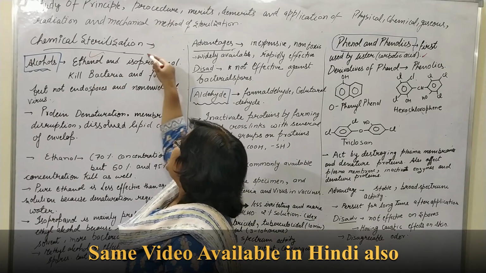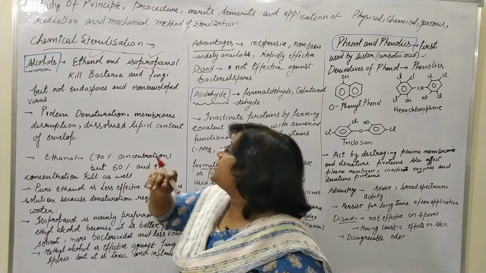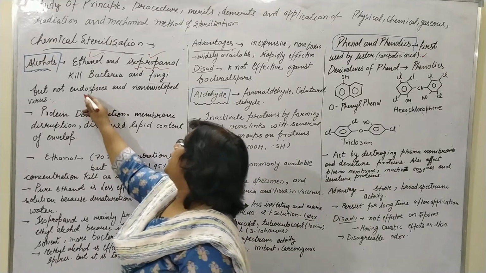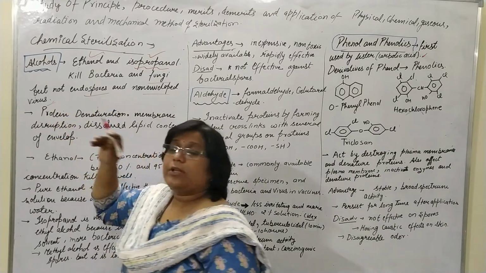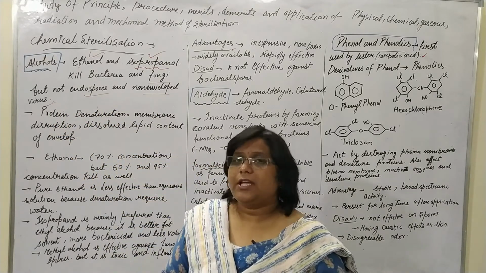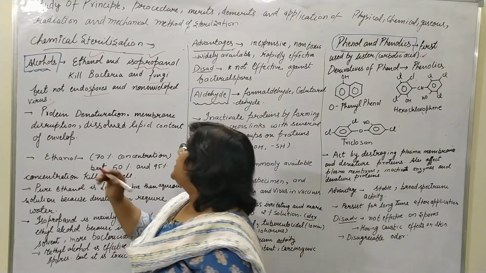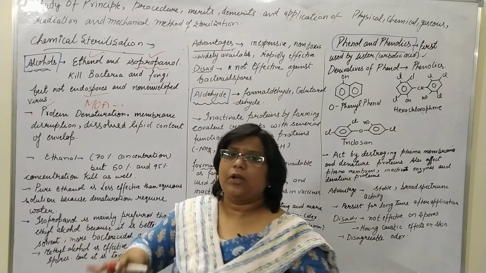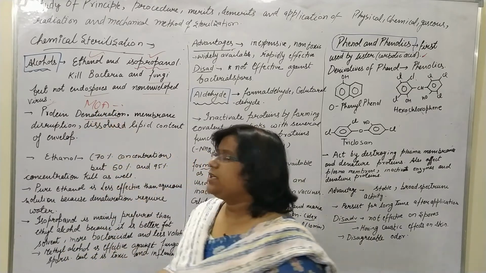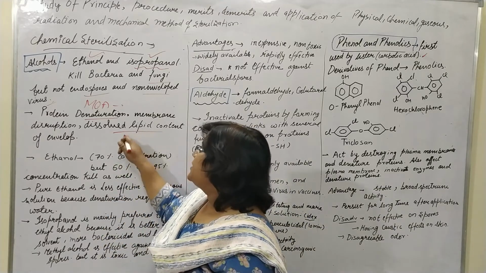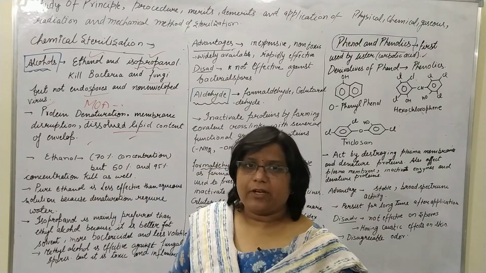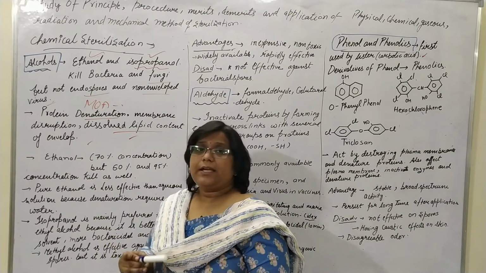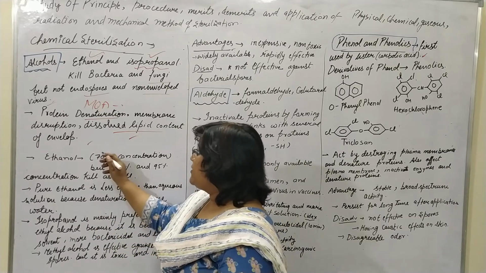Ethanol and isopropanol kill bacteria and fungi, but they are not at all effective on endospores and non-enveloped viruses. The mechanism of action of alcohol is that it denatures proteins, disrupts the membrane, and dissolves the lipid content of the envelope.